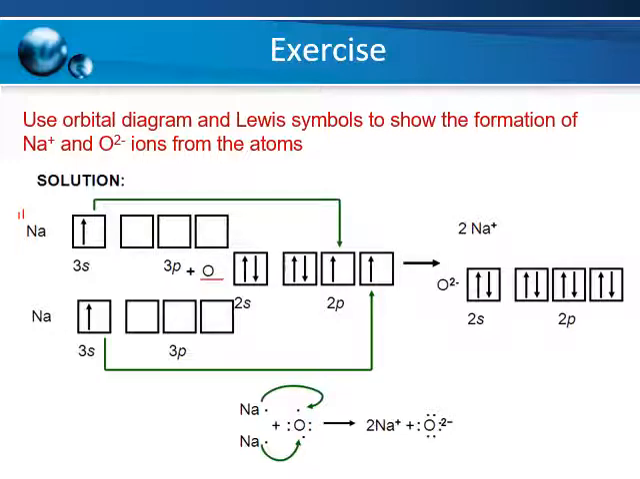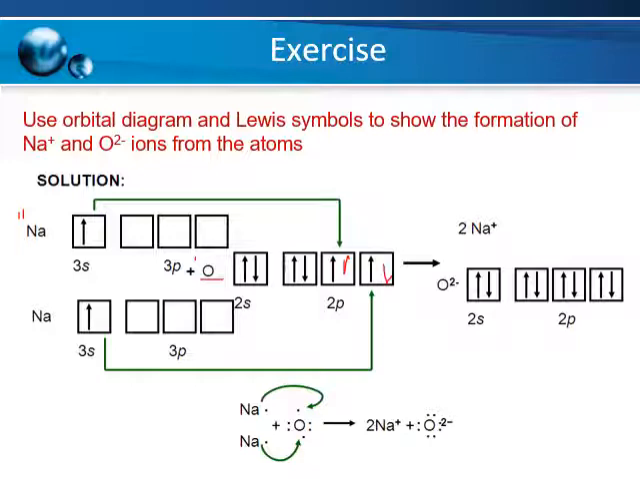So the orbital is 2s2 2p4, altogether 6. The outer electron is 6. So basically we have 2 empty orbitals here to be filled in.